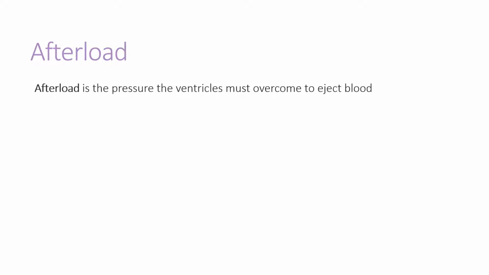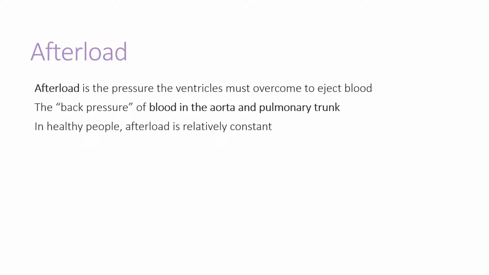Afterload is the pressure the ventricles must overcome in order to be able to eject blood out of the chamber. We can think of it as the back pressure of blood pressing against the semilunar valves from the aorta and the pulmonary trunk. In healthy people, afterload is relatively constant.